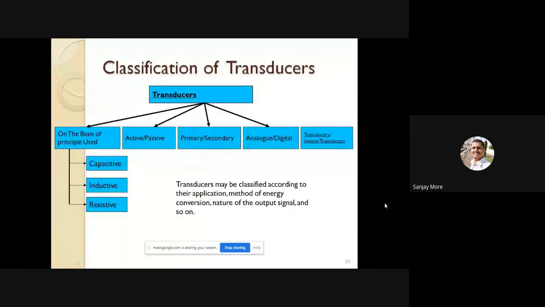Okay. The next point is the classification of transducers. I request all of you to draw this block diagram within 2 minutes.